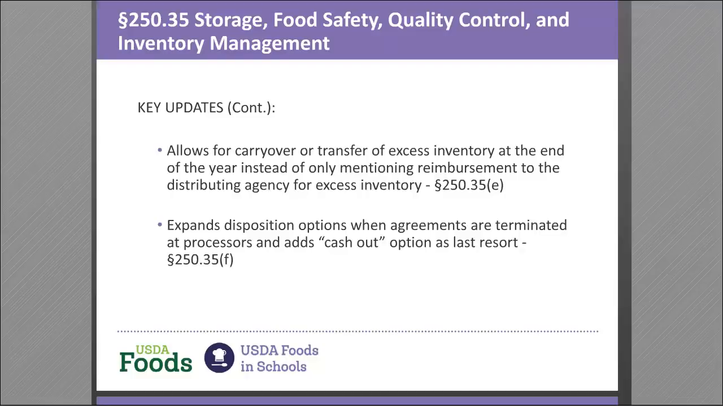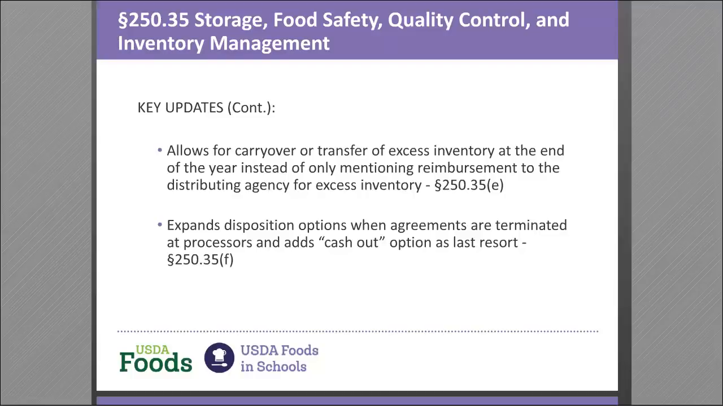In 250.35E, we clarify that the distributing agency may permit the processor to carry over USDA foods in excess of allowed levels into the next year of its agreement if the distributing agency determines that the processor may efficiently process such foods. This carryover would be in lieu of the last resort of requiring the processor to pay the distributing agency for the replacement value of USDA foods held in excess of allowable inventory levels at the end of the year. We also include here the distributing agency's option to direct the processor to transfer or redonate such USDA foods to another distributing or recipient agency or processor.